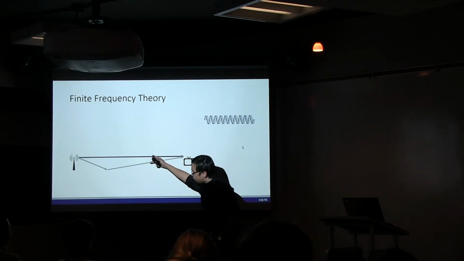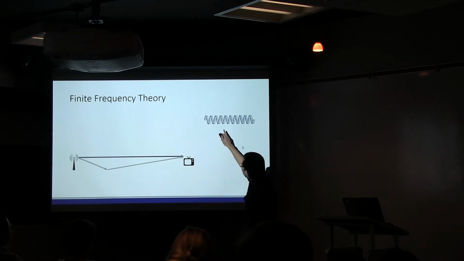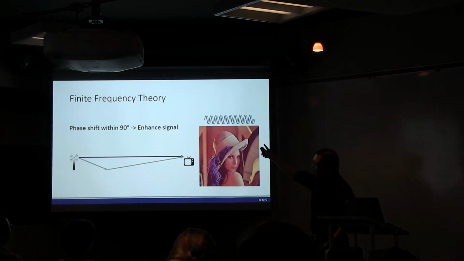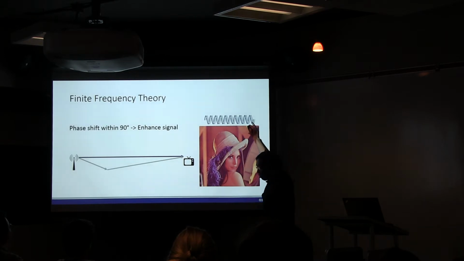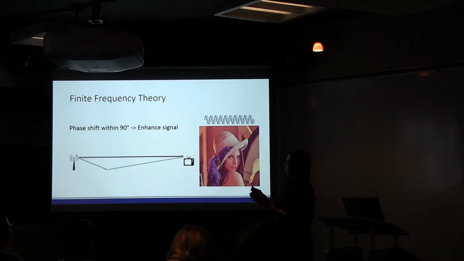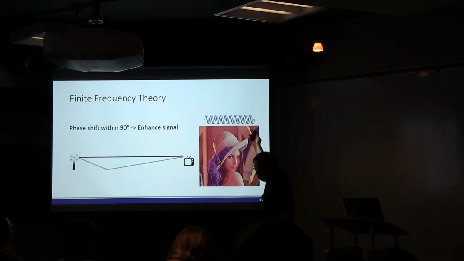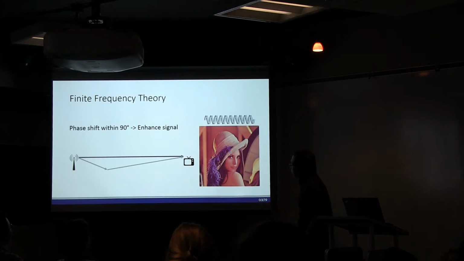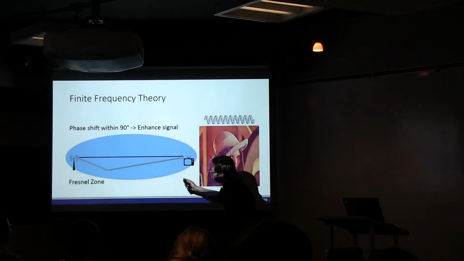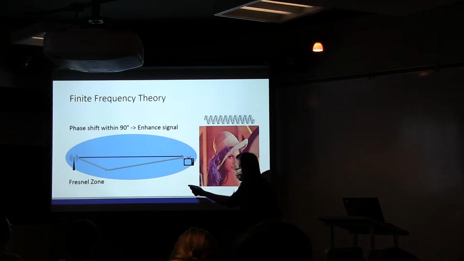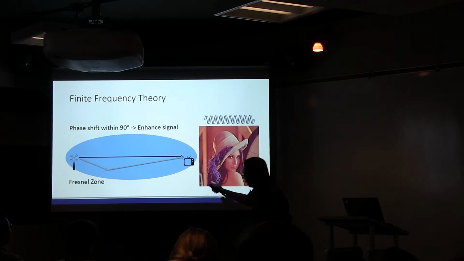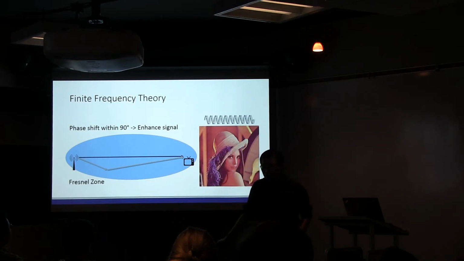When these two phases are close to each other, this shift is pretty small. In particular, when the shift is less than 90 degrees, these two waveforms are in phase with each other. So in other words, this green waveform actually enhances the signal. So we still get good pictures right here, even better. And actually, for the waves that travel within this football-shaped area, the phase shift is always less than 90 degrees. And this area is the so-called Fresnel zone.